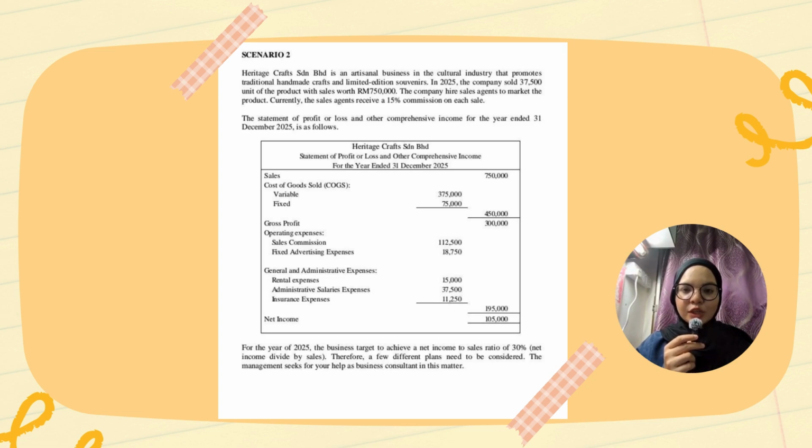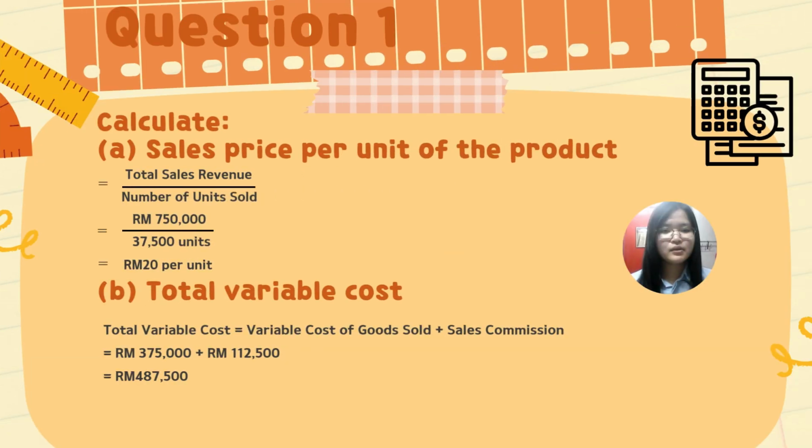This project uses cost volume profit analysis. We act as consultants for Heritage Craft Sdn Bhd. In 2025, the company made RM750,000 in sales and earned about RM105,000 net income. The company wants to reach a 30% profit ratio. Our task is to analyze cost and sales and suggest ways to increase profit. So let's look at question 1.